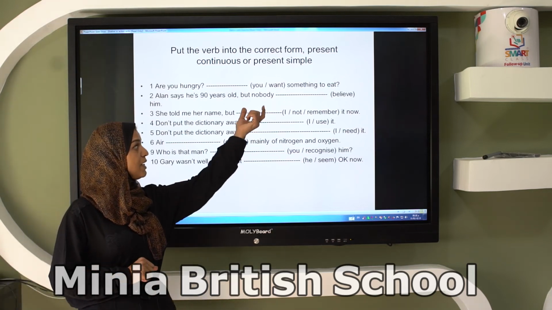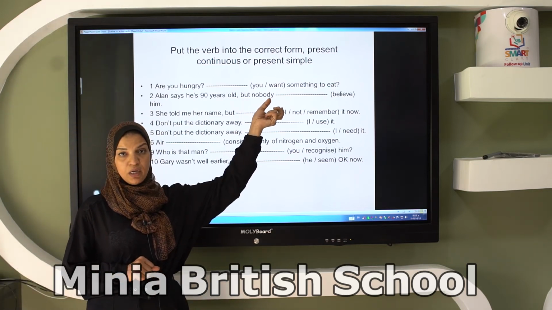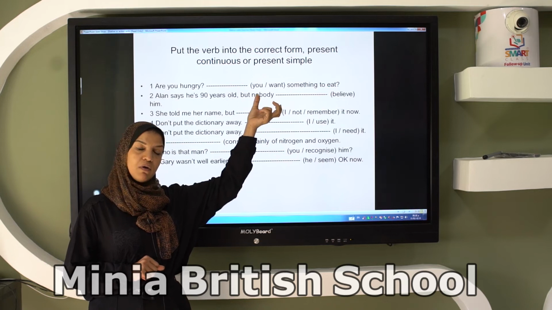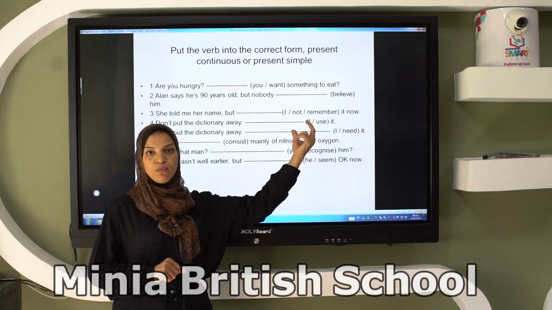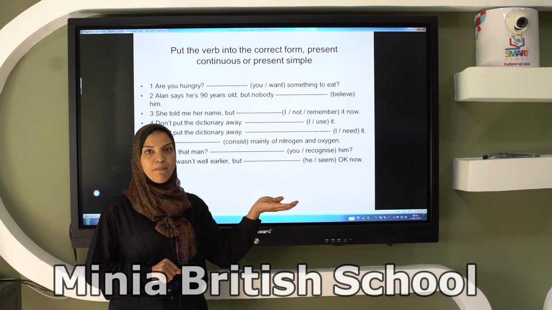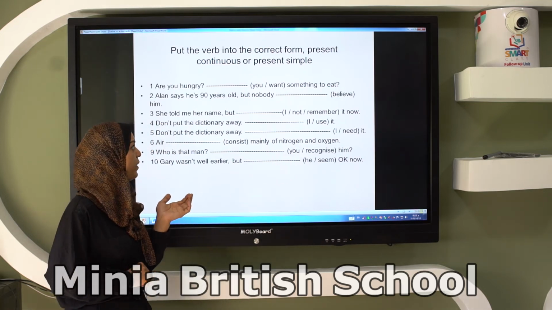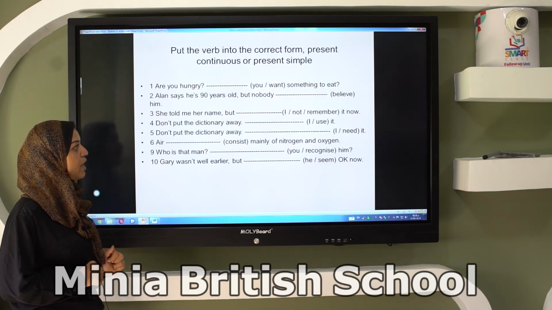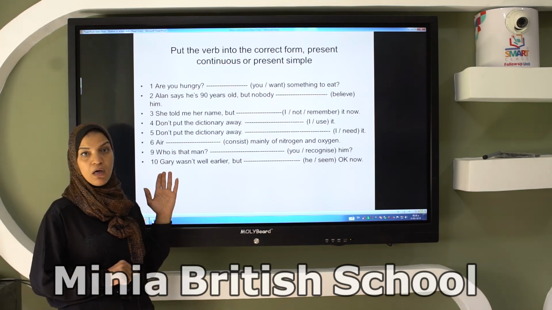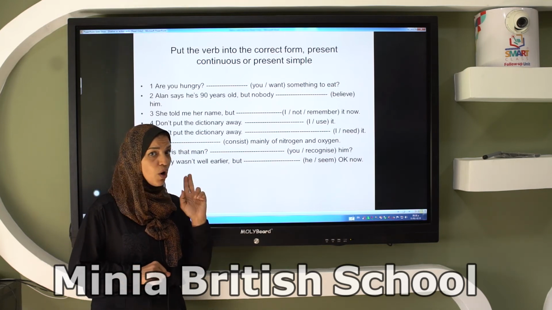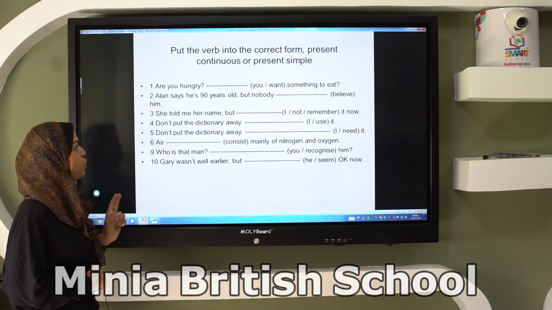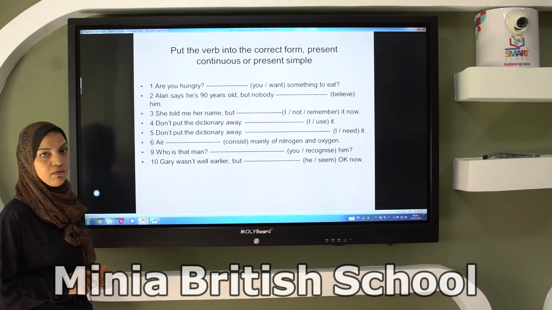Plus, nobody is an indefinite pronoun. Most of the indefinite pronouns, if not all, need to take the verb in the singular form. So it has to take a verb that matches he or she. Got it? Now, she told me her name, but I don't remember it now. Never say, "I am not remembering it now." No, I don't remember.